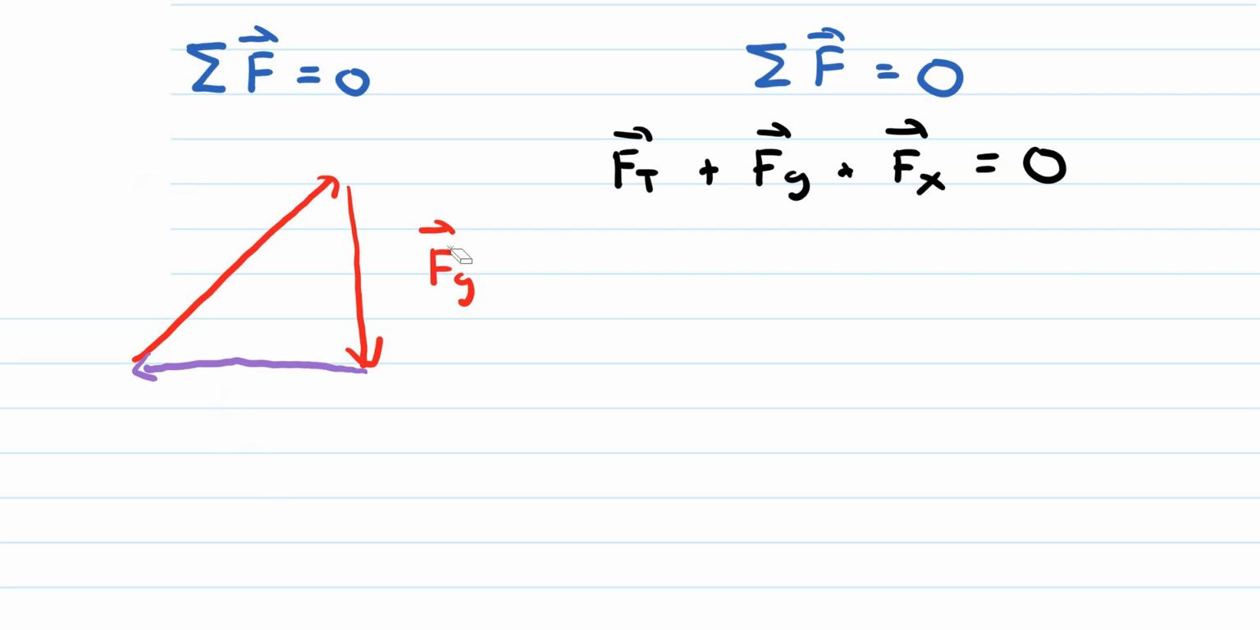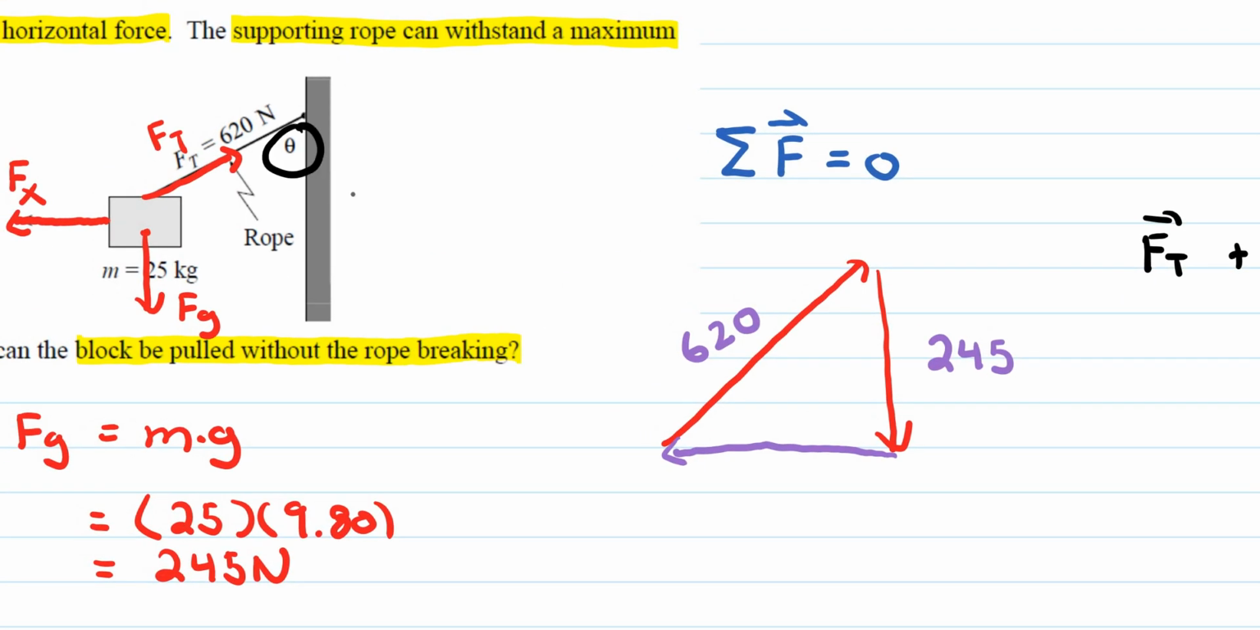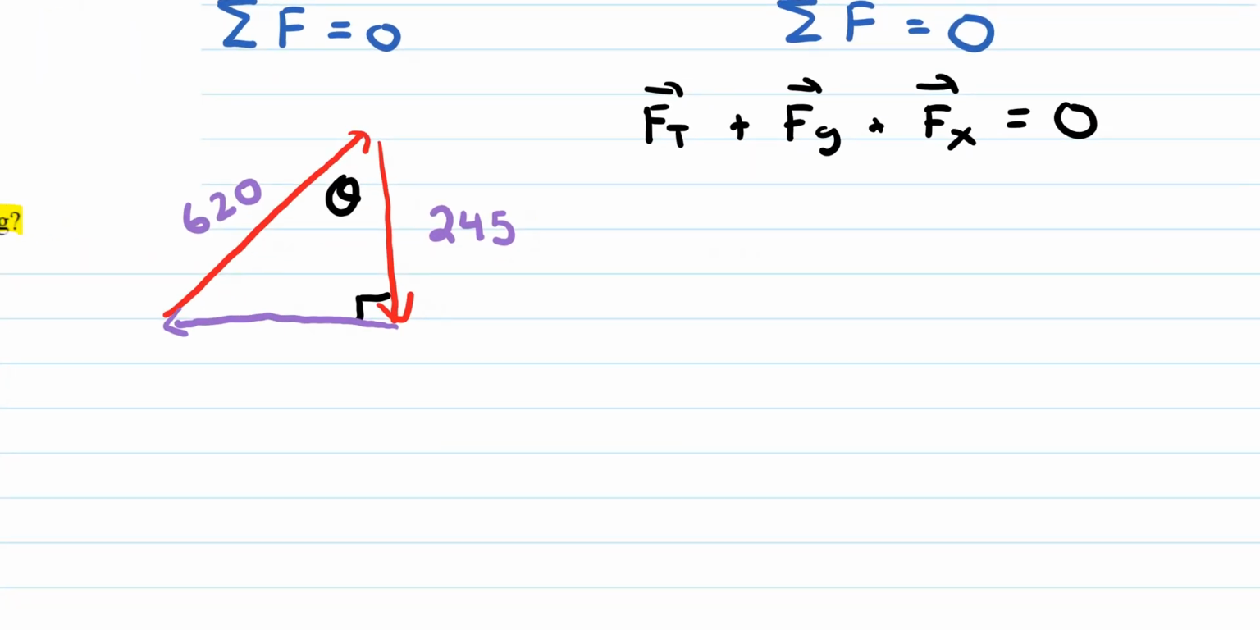Okay, so now that we've done that, let's label the triangle and find the angle that we are looking for. So we did establish that this was 245 newtons acting in the downwards direction. The tension in the rope is 620 newtons, and our objective here was to find this particular angle, and this angle right here is really this angle right there. So let's put a theta there because that's the missing angle that we're looking for, and here's a 90-degree box there, so now we have a right angle triangle.